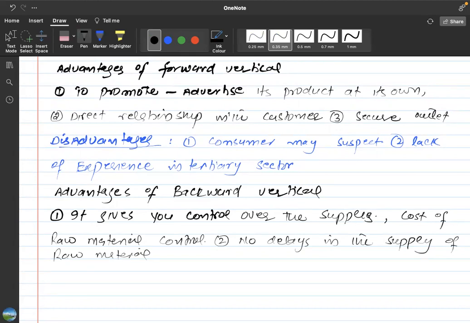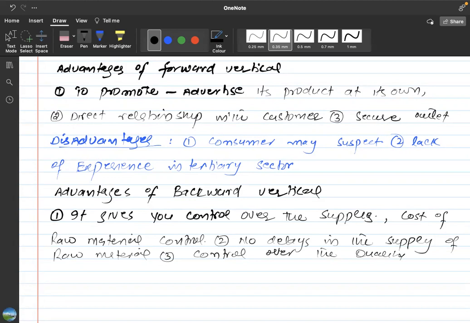It might also mean that now the supplier cannot increase the price whenever he wants to, and you have control over the quality now. No one can supply you bad quality products or raw material now. Control over the quality.